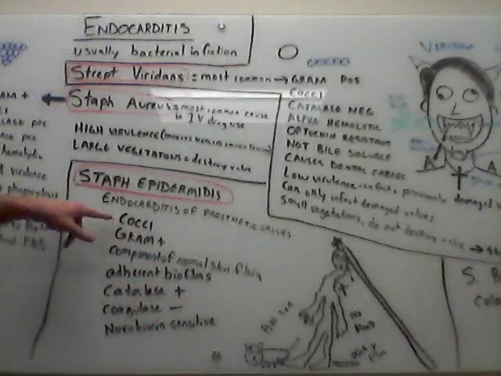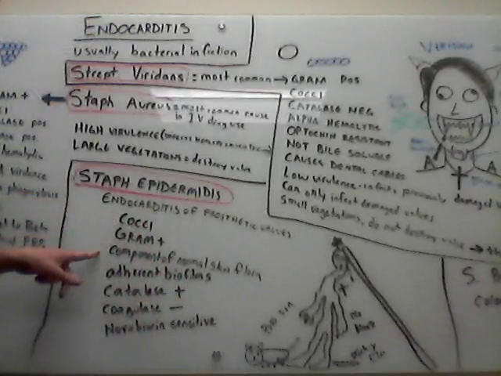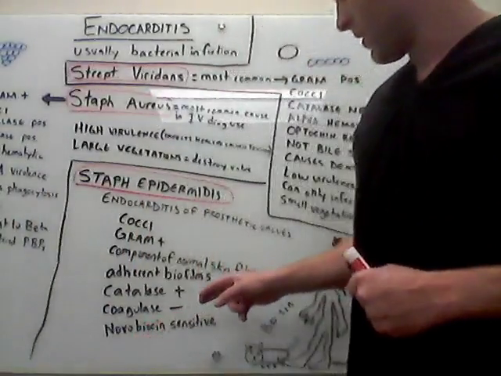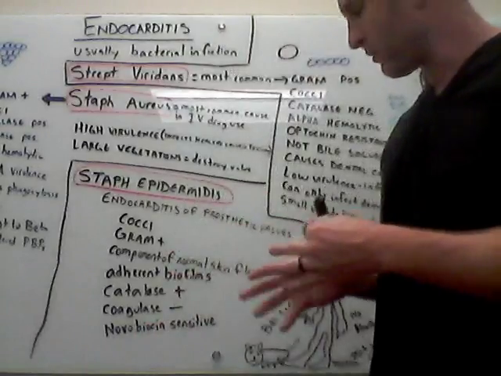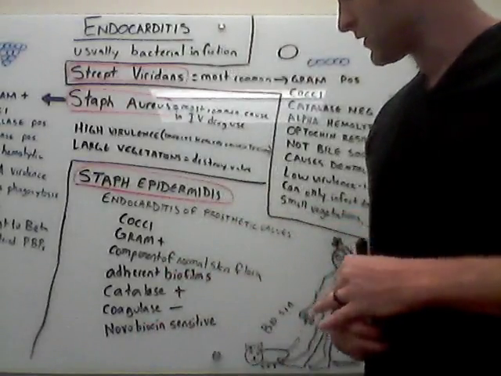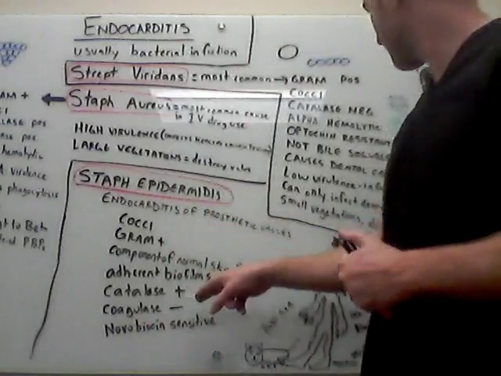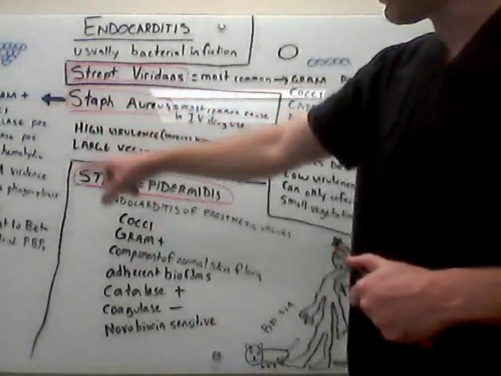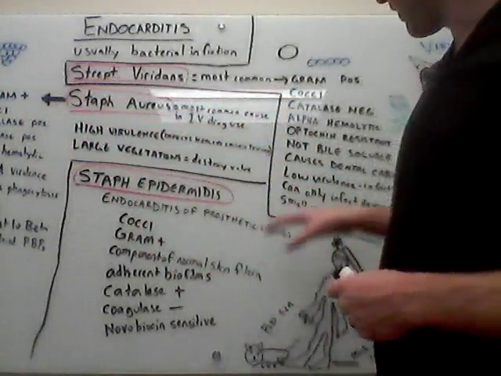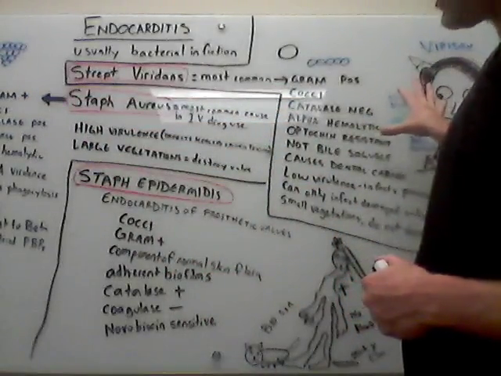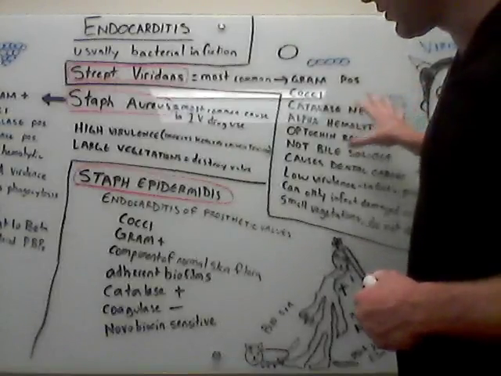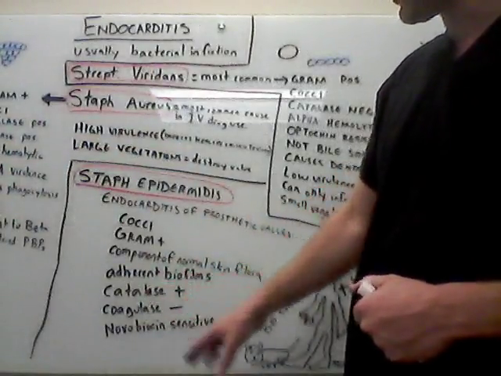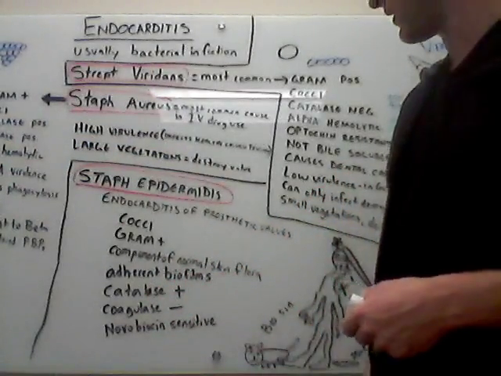So it's cocci, gram-positive, component of normal skin flora. It has adherent biofilms. So it produces this kind of sticky biofilm that it can stick to things. It's catalase positive, but this one's coagulase negative. Okay, coagulase negative. Staph aureus is coagulase positive. This one's coagulase negative. And then Strep viridans was catalase negative. So catalase negative, then catalase and coagulase positive. And now we have catalase positive, coagulase negative. And also it's novobiocin sensitive.